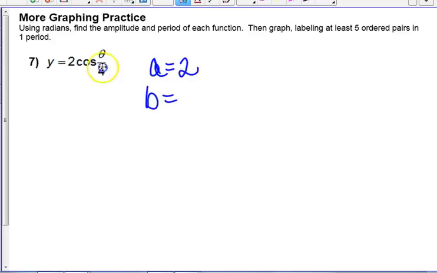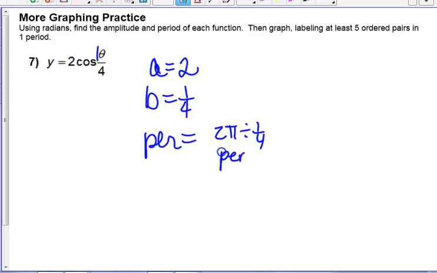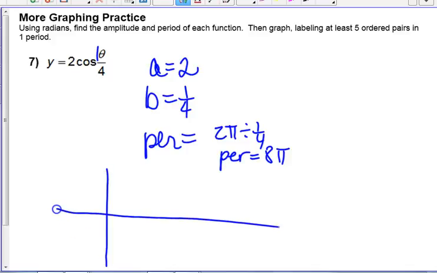This has no C or D because it has no phase shift or vertical shift. B is actually, though, 1/4. Does everybody see that? Okay. So the period is 2 pi divided by 1/4, or... So this is what I'm asking you to do. It is a cosine. It starts at its maximum. It doesn't have a phase shift or a vertical shift, so I'm just going to draw one cycle.